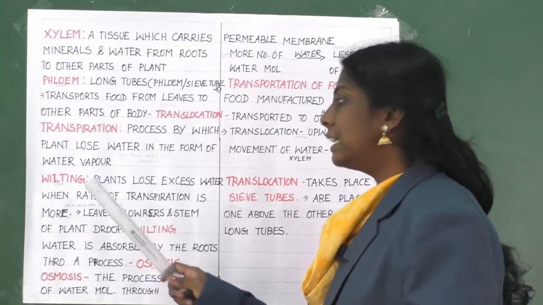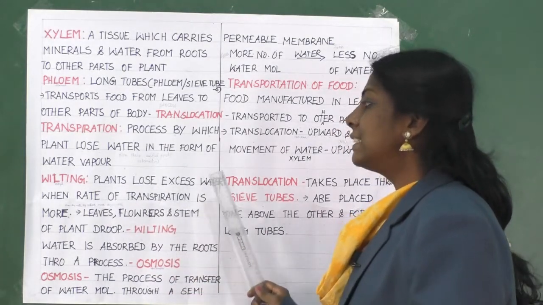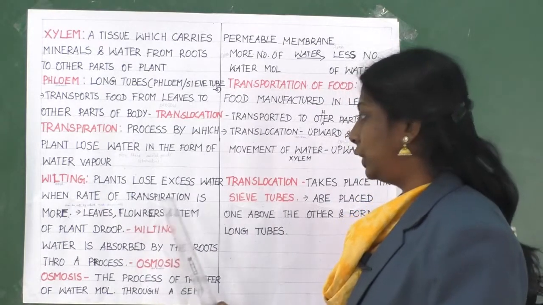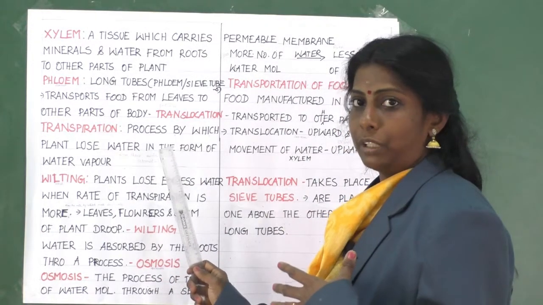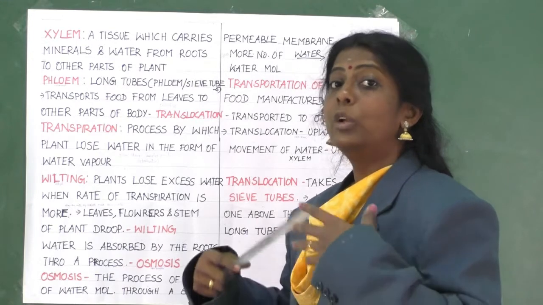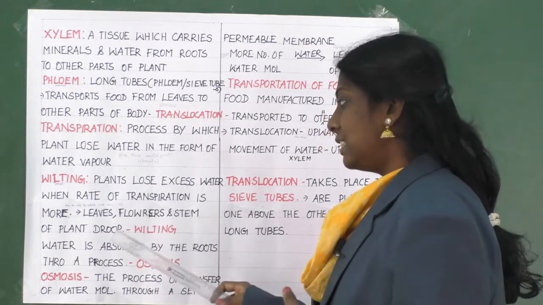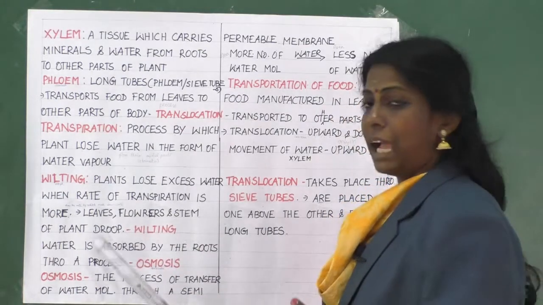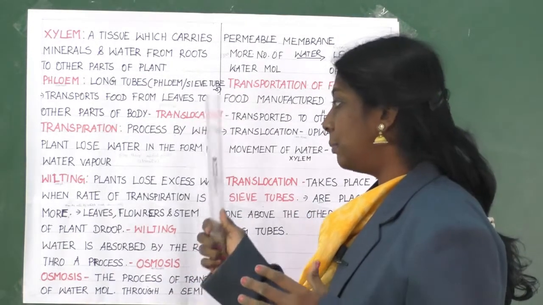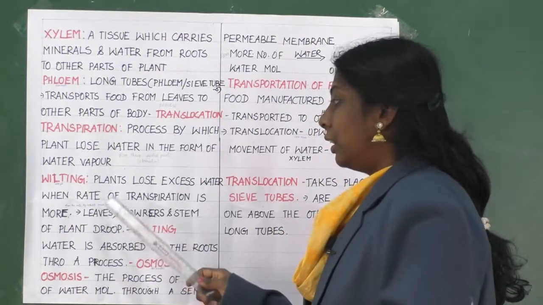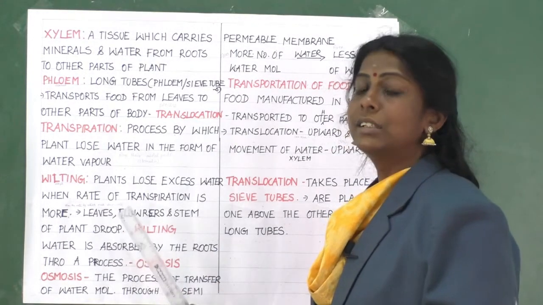Clear, children? Yes. Next thing is about wilting. What do you mean by wilting? Plants lose excess water when the rate of transpiration is more. So the plant is losing more water than it is absorbing. Clear? Then what happens? As a result, the leaves, flowers and stem of the plant will droop, and this process is said to be wilting.